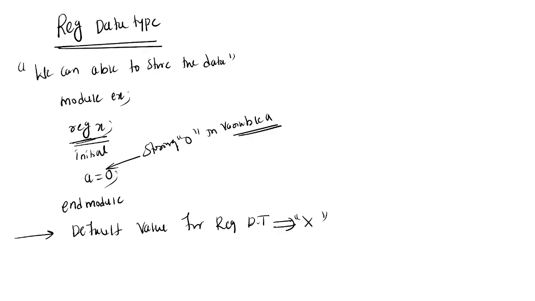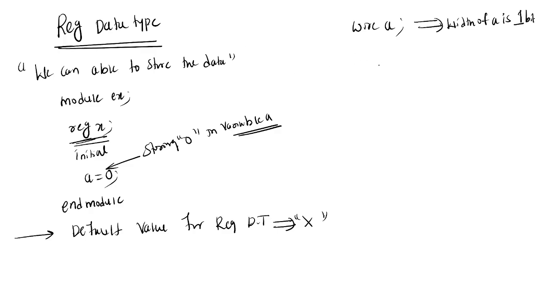And one more thing about the wire data type. Suppose I consider wire a, so what is the size of a? What is the width of a? Can you guess what the width of a is? Width of a is 1 bit.